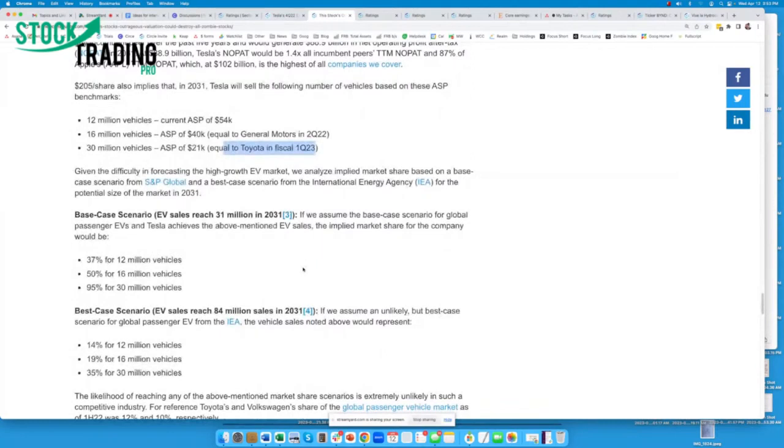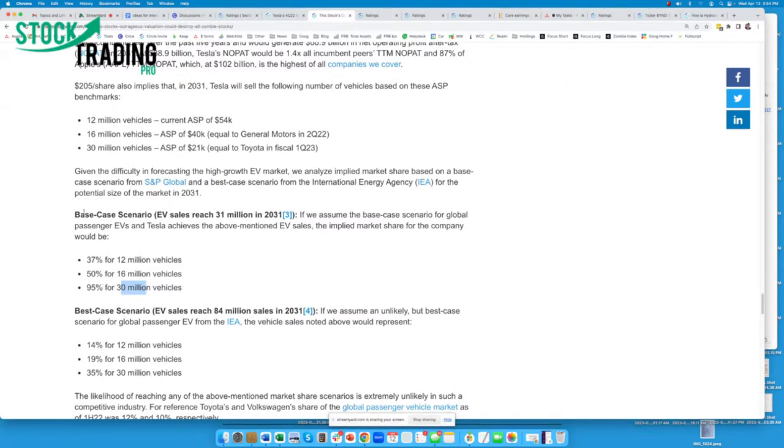More context, right? I believe the electric vehicle market, by the International Energy Agency, or whatever the main association is, is looking for 31 million electric vehicles to be sold a year in 2031. So at 12 million vehicles, Tesla's current stock price implies they're going to be 37% of the market. At 16 million vehicles, 50% of the market. Or at 30 million vehicles, 95% of the entire electric vehicle market. Wow. And that's where it just gets crazy, right?